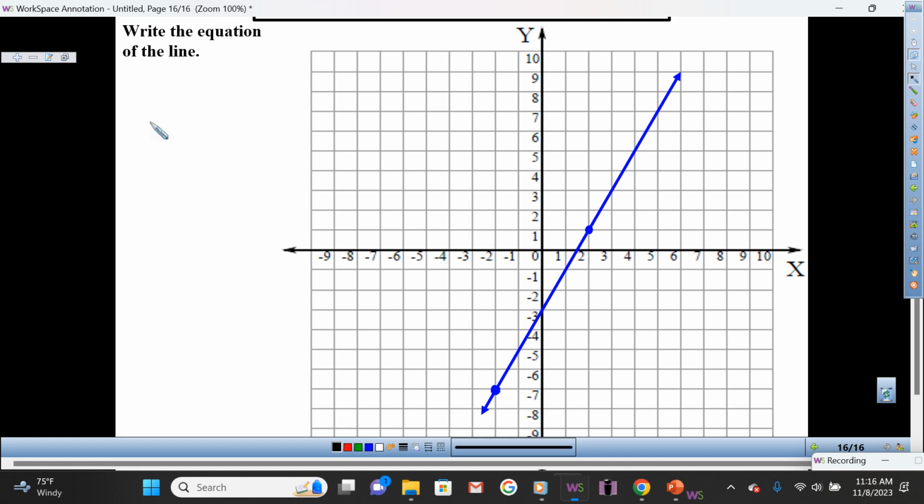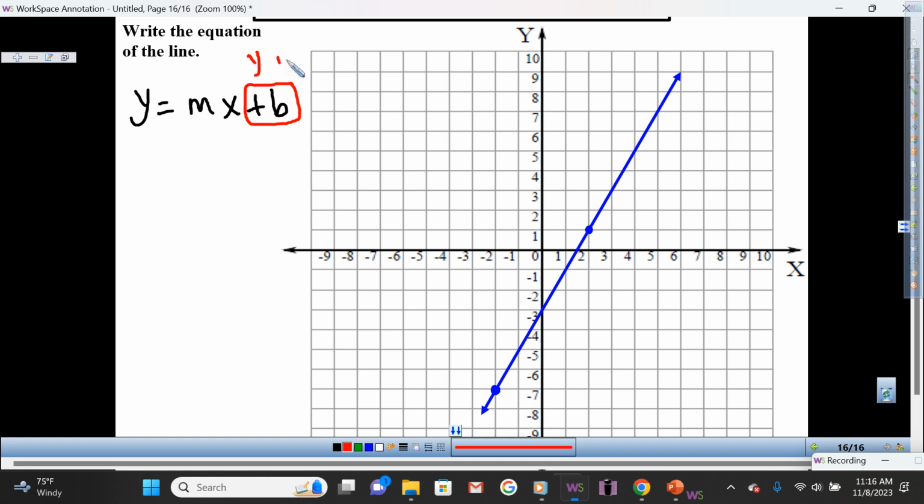So first thing we write is y equals mx plus b. With red, label the plus b. That's our y-intercept. And label m in green. And remind your neighbor what m stands for. Slope. All right, yes, slope.